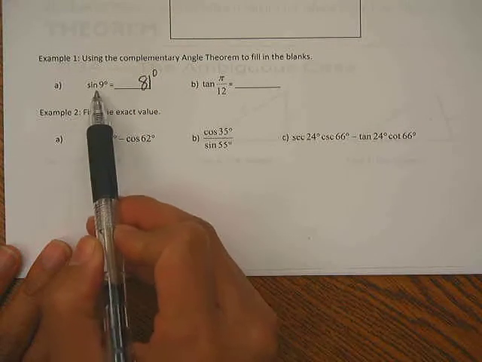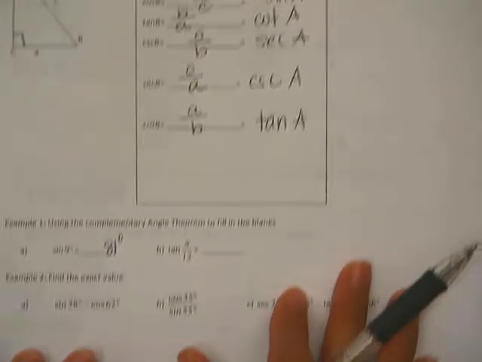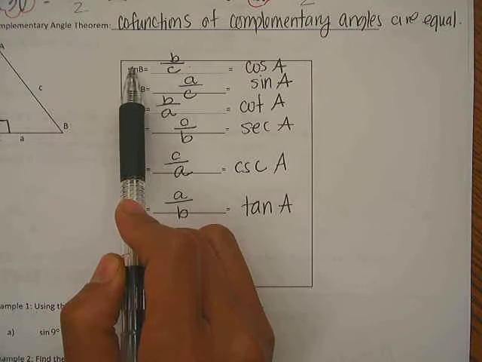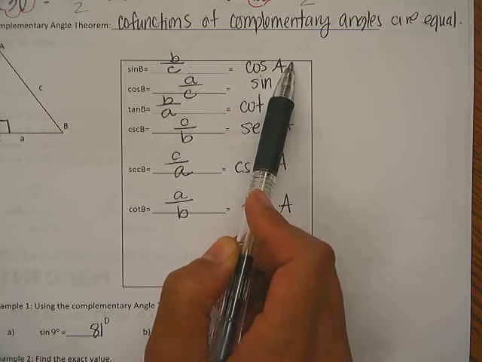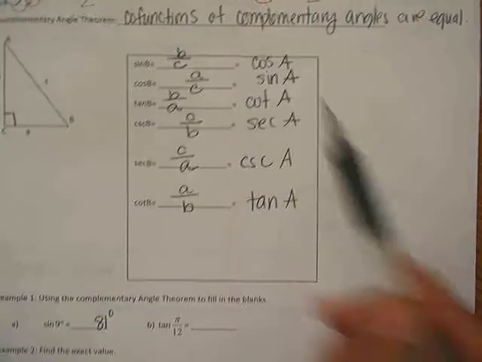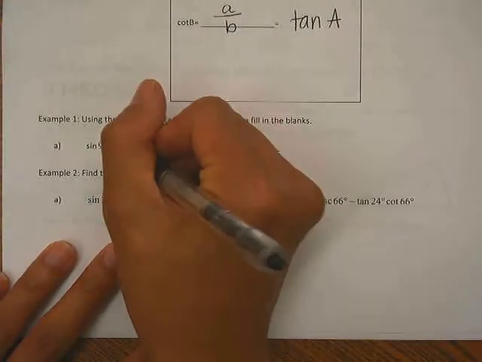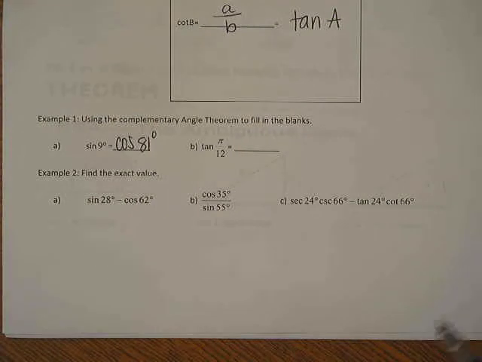Well, sine of 9 degrees, okay, let's go back to sine. Sine of one angle equals the cosine of its complementary. So I'm going to write cosine of 81. Okay, that's what these types of problems want us to do.